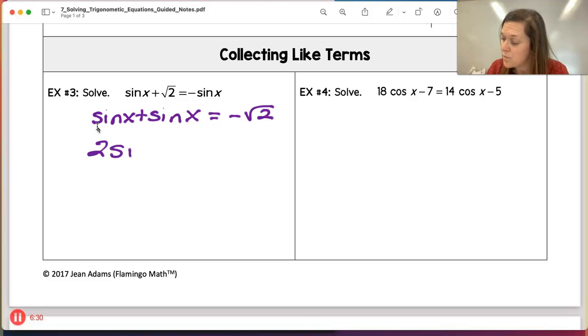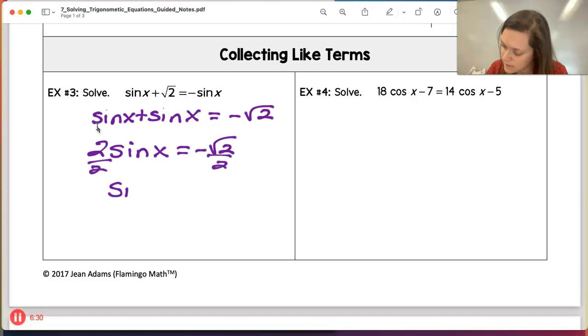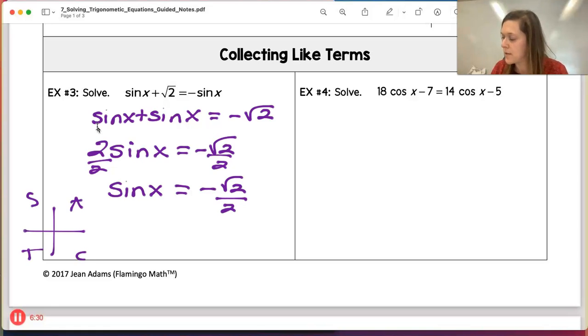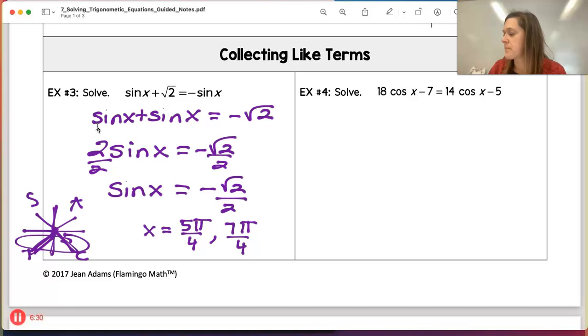Combining like terms gets us 2 sine of x is equal to negative square root of 2. Divide out your 2. Tells me that I'm looking for when my sine of x is equal to negative root 2 over 2. Well, that's going to be one of our quarters, right? So sine, all students take calculus. So it's going to be down here in quadrants 3 and 4. So what are we at in quadrants 3 and 4? Well, that's 5/4, right? 1/4, 2/4, 3/4, 4/4, 5/4, 6/4, 7/4. So 5 pi over 4 and 7 pi over 4 would be our answer to x.